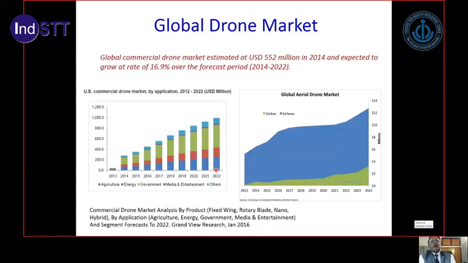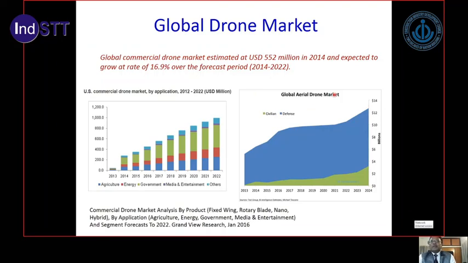Now if we look at the market potential of the drone, this slide is indicating that we have a very good market, and this is indicated in 2022, or here it is 2024.